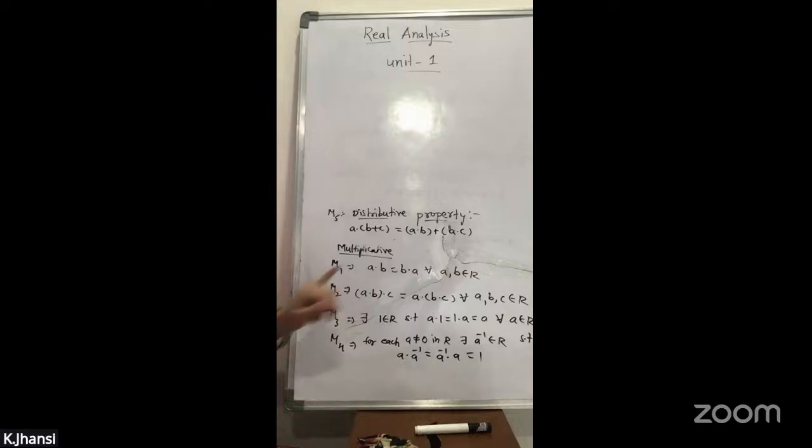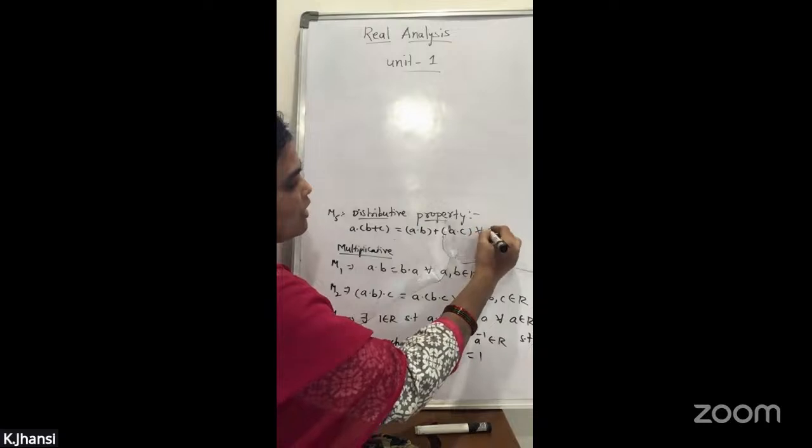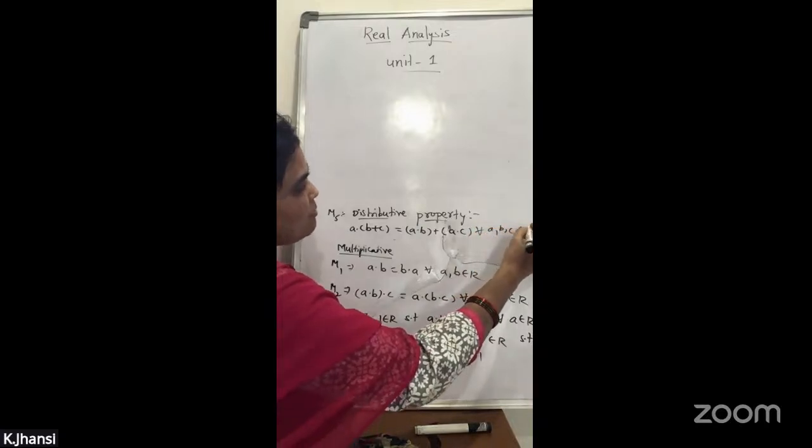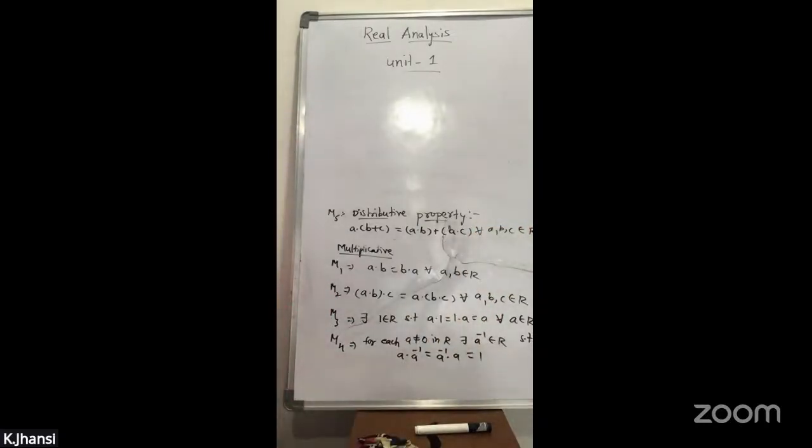So this is the distributive law for all A, B, C belonging to R. Okay. So this is called the distributive property. In this, we have multiplication and also addition. It is a combination of the two operations. So whenever a set satisfies all these properties, then that set is called an ordered field.